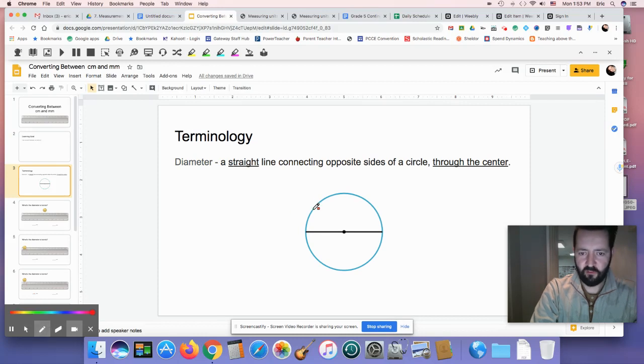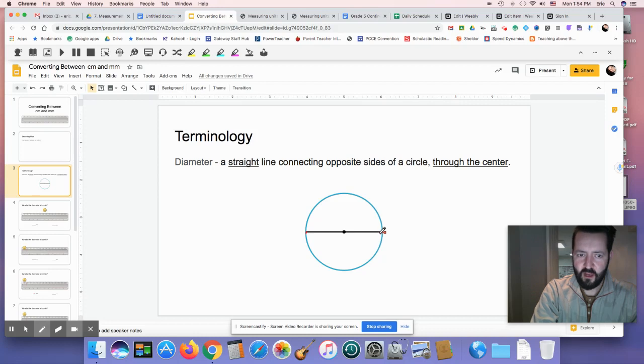So, of course, when we're learning a new word, I always like to tell you what it is, but I'll also tell you what it is not. All right. So it's a straight line connecting opposite sides of a circle. So here's one side of a circle here, and here's the opposite side of the circle.